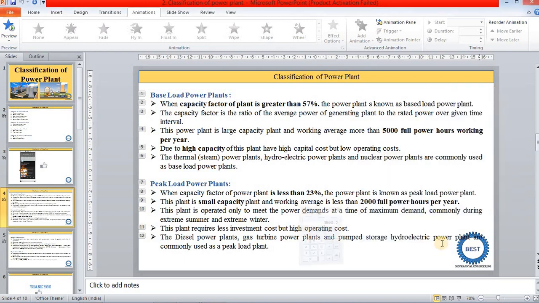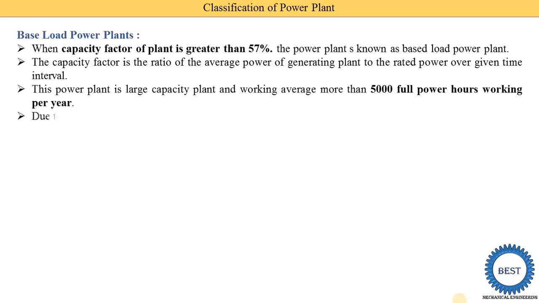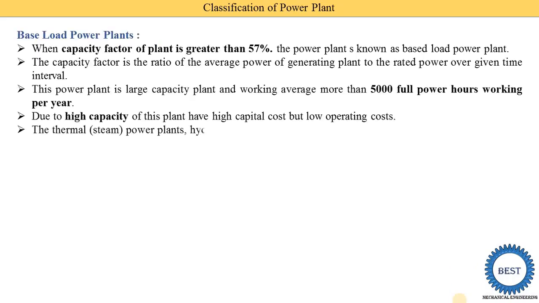This base load power plant is a high capacity power plant, and it requires a higher capital cost. The initial cost of this base load power plant is higher because of its larger capacity. But although the initial cost is high, its operating costs are lower, which means a lower cost is required for running the power plant.